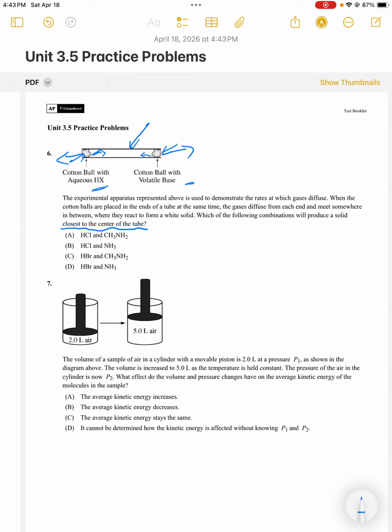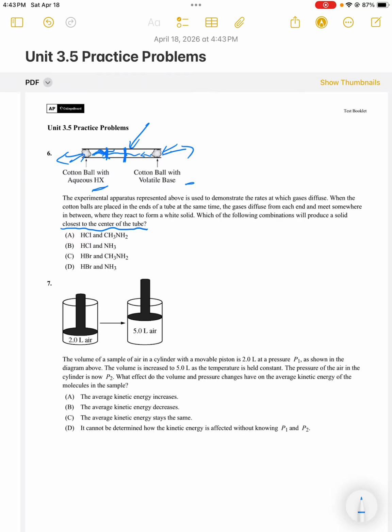That means we want gas particles that are going to move at roughly the same speed, so they meet in the middle. If we had a really heavy, slow gas, it would only come out a little ways, and a really fast, lighter gas for the other one, it would go really fast, and they wouldn't meet in the middle at all. They'd meet somewhere over here. We want them to meet in the middle. We want them to have roughly the same molar mass.